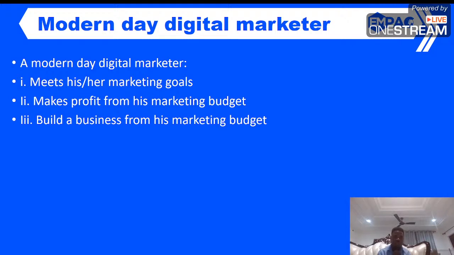Now, the first feature of a modern day digital marketer is that he meets his marketing goals, or her marketing goals. So you have a goal, you have a target number of sales you want to make for a timeline. A modern day digital marketer will meet these goals without excuses, regardless of the situation on ground. Then it also makes profit from his marketing budget.